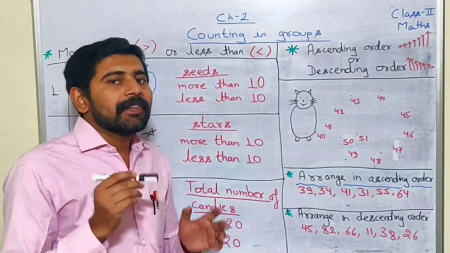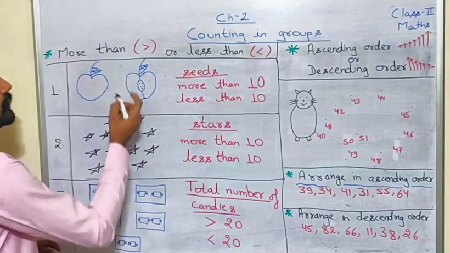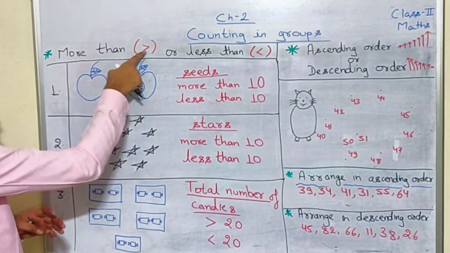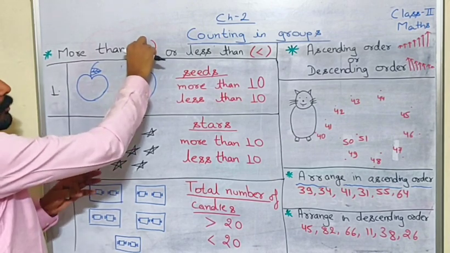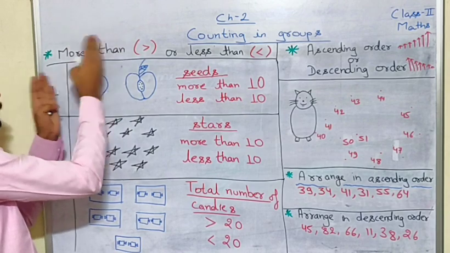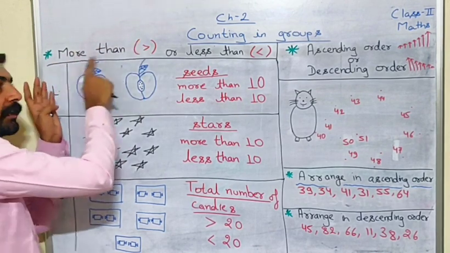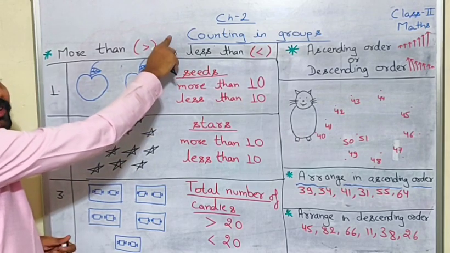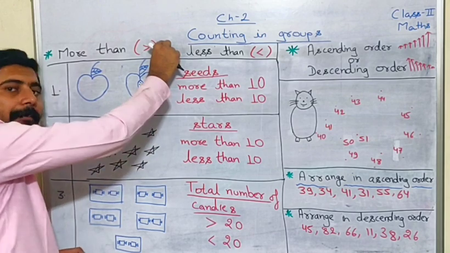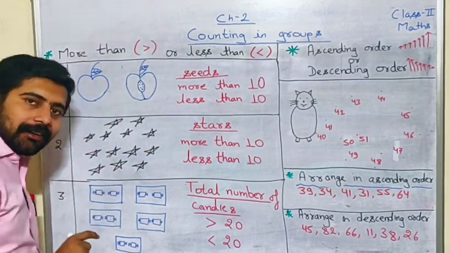When we say that the first thing is more than the second, which sign will we use? This one. That means the side which is open is more than the other side of it. That means the thing which is kept at this side will be less than this side.